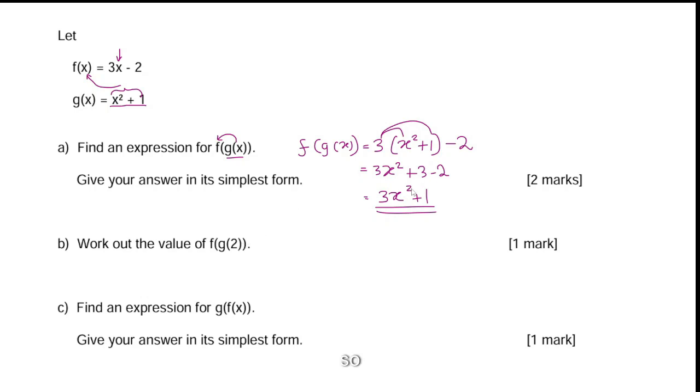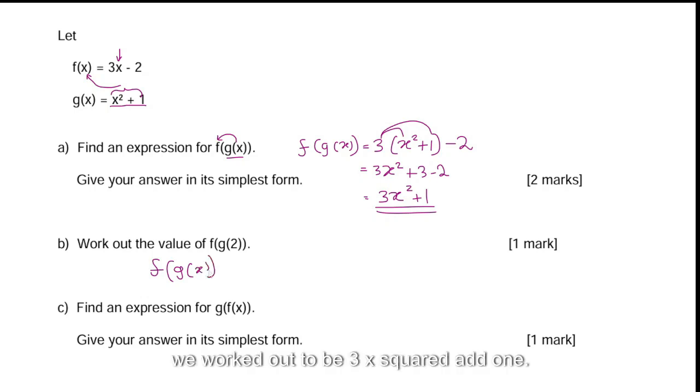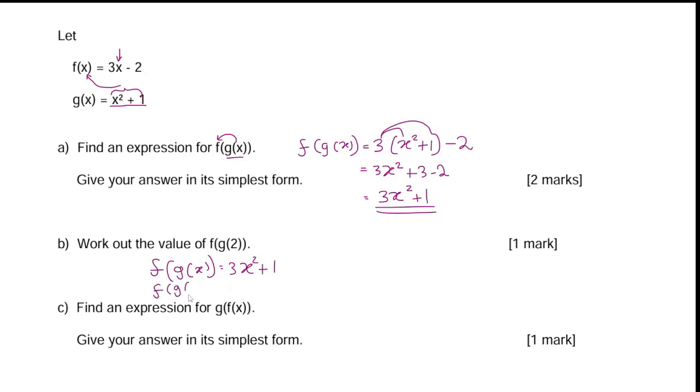So all you need to do is find g of 2 and feed it in here. Or even you can, because we found f g of x, you can even put it here. You'll get the same answer. But let's do it that way then. Because we know f g of x we worked out to be 3x squared add 1, if I need to find f g of 2, I can just put 2 there.